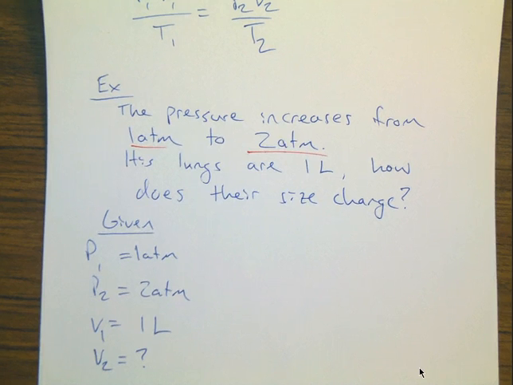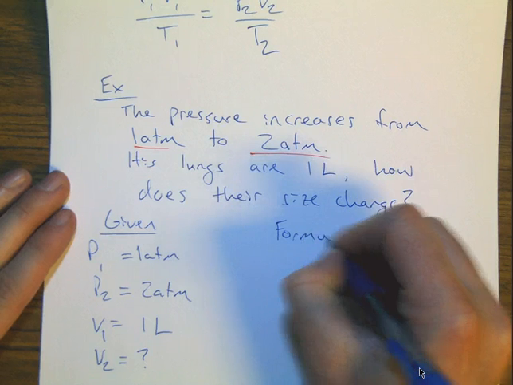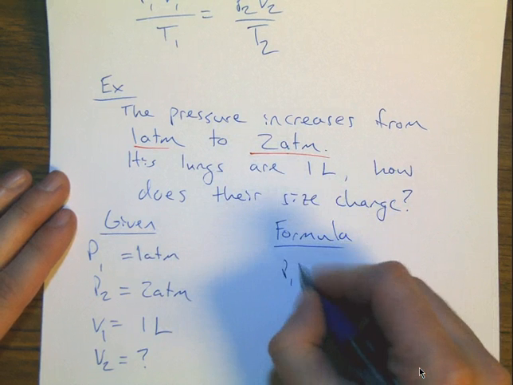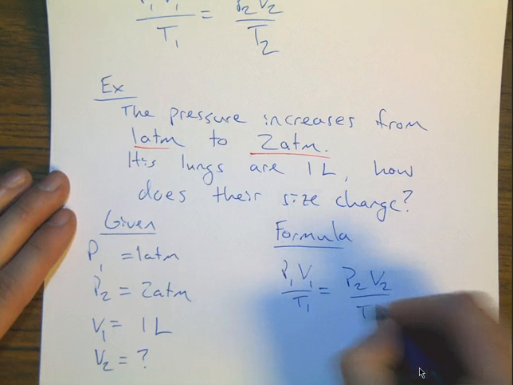Now here's the cool thing: we already know that the volume of his lungs is going to get smaller because they're being squeezed, right? But the combined gas law equation allows us to figure it out quantitatively. So our formula in this problem is going to be P1 V1 over T1 equals P2 V2 over T2.